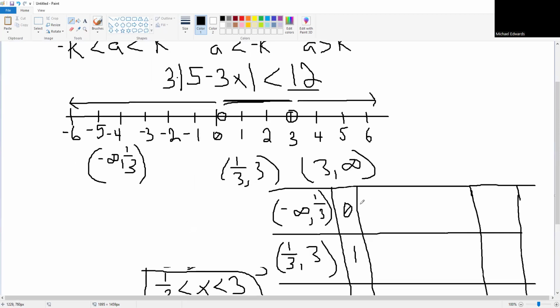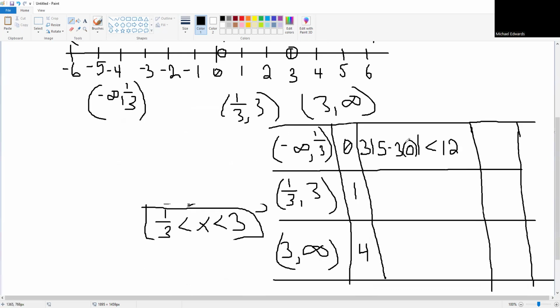This is a 3, absolute value, 5 minus 3, and then we put a 0 here, less than 12. Now, we could have used the already solved inequality, our absolute value, which is fine. We could have done that. This way works too. We'll just have to move that 3 over every time.